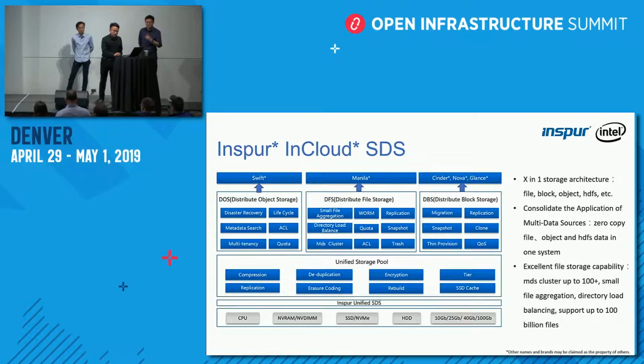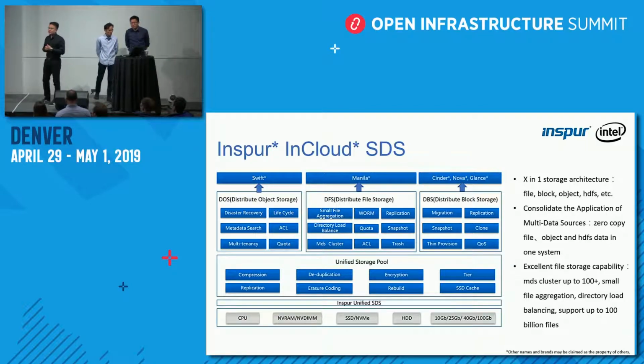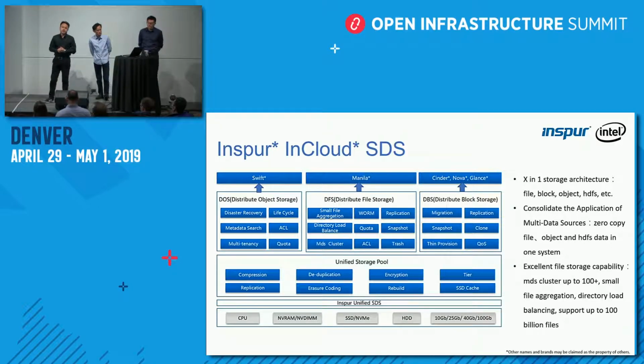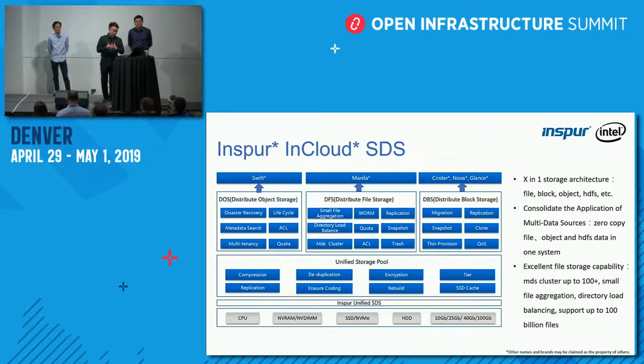And here, we believe that a good OpenStack cloud cannot run without powerful and stable software-defined storage. So for this part, our SDS solution is designed with an X-in-1 architecture, including file, block, object, and HDFS, and it can consolidate applications with multiple data sources, with zero-copy file, object, and HDFS data in one system.